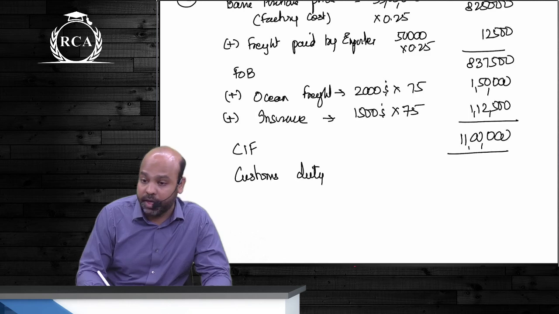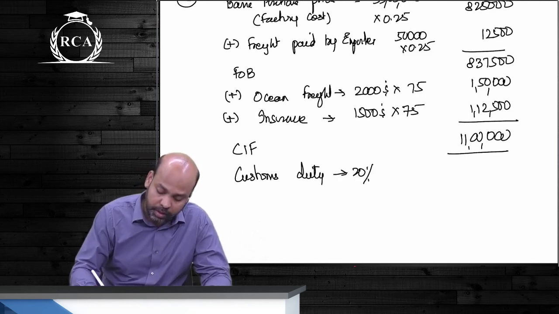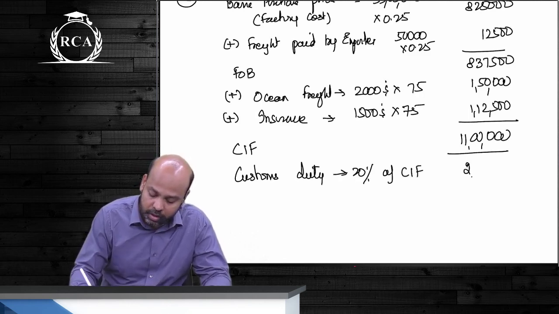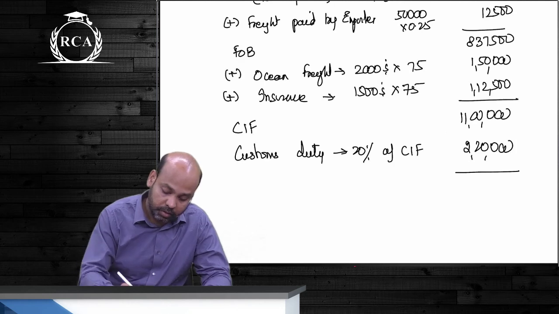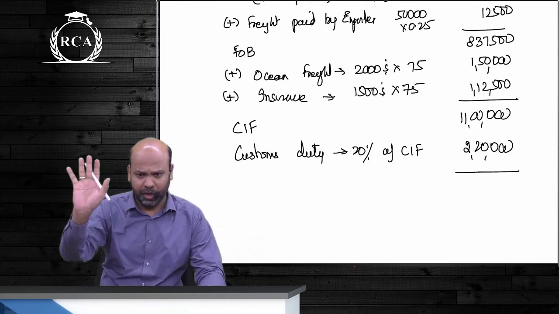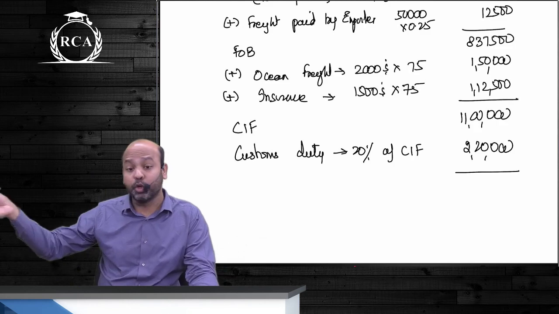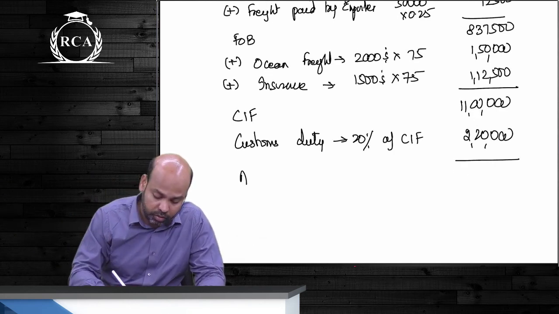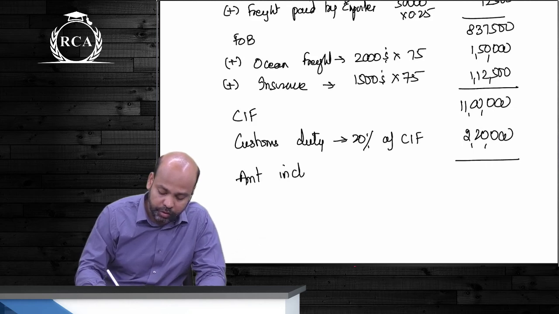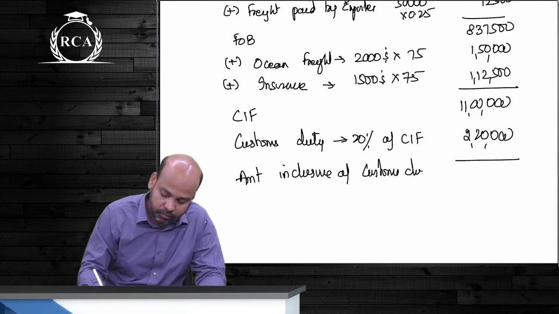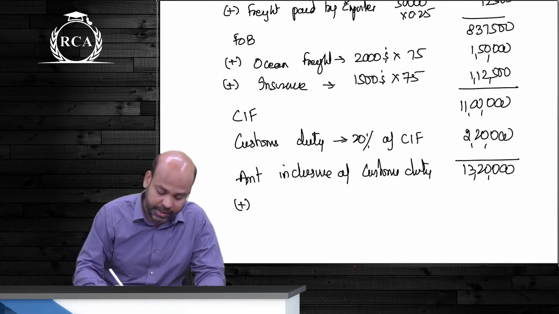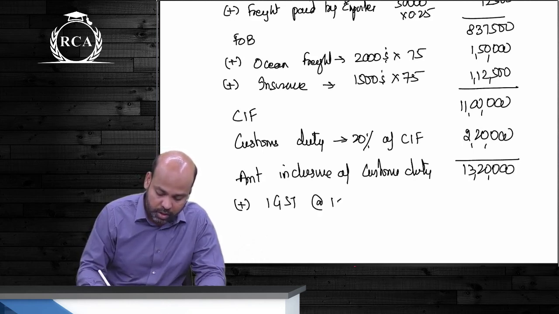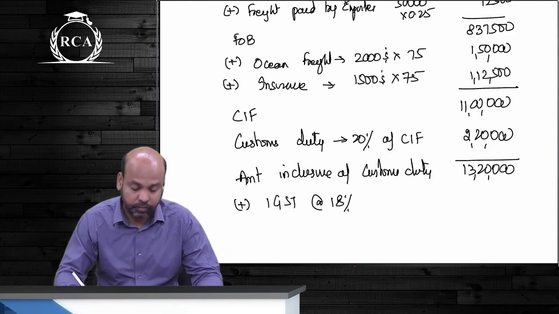Now can you tell me what is the amount of customs duty? What is the rate? 20% of CIF. So that will become 2,20,000. What is the amount inclusive of customs duty? I am doing this only to compute taxes. We will compute cost separately. Yes or no? What is the amount inclusive of customs duty? 13 lakhs? 13 lakhs 20,000.